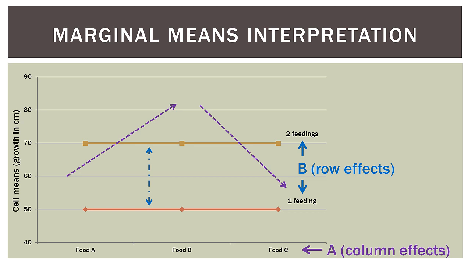Now what about the row effects? If the row effects are far apart, it would seem that the frequency with which we feed the plants makes a difference. In this case, it seems like the 2 feeding line is much higher than the 1 feeding line. So it would appear, based on this graph, that the frequency with which we feed our plants does make a difference. Again, these are just graphical models so we can understand how they're made.